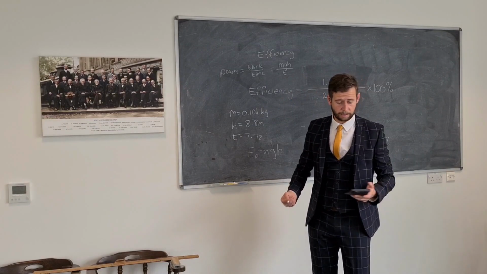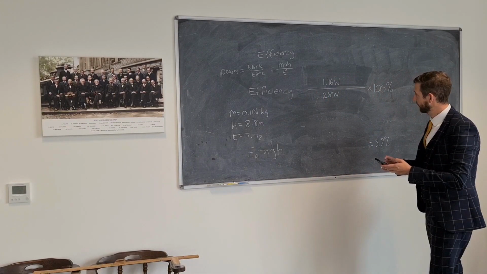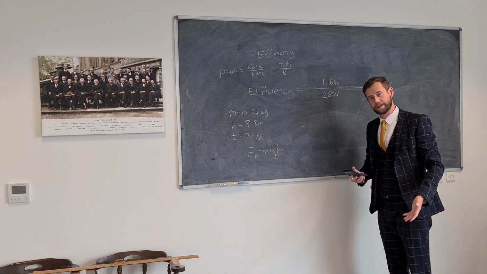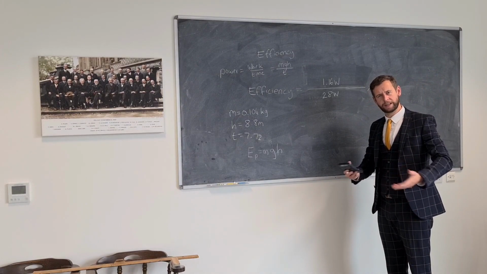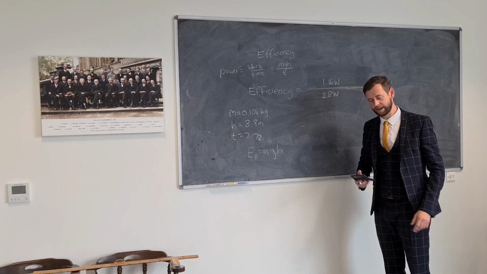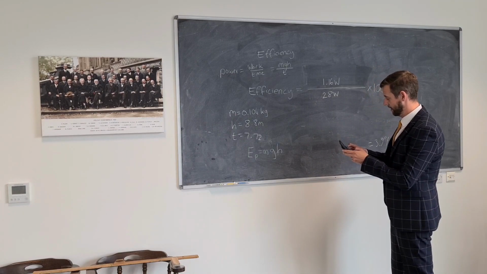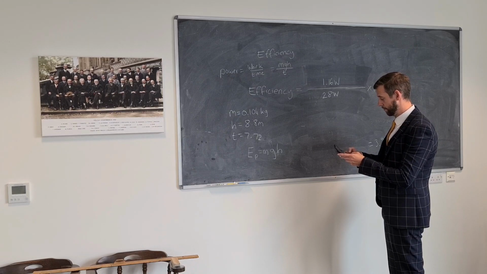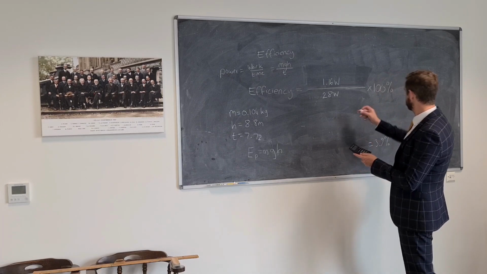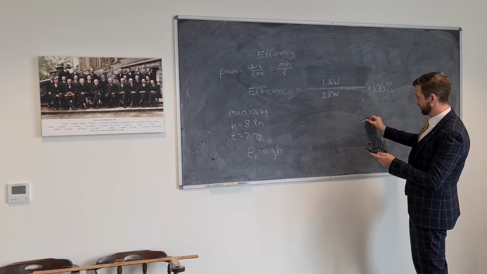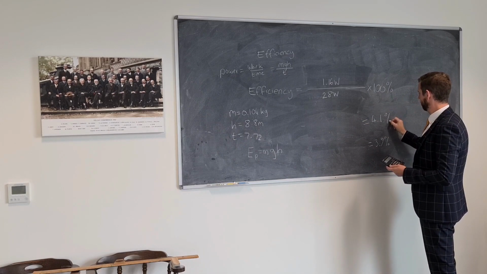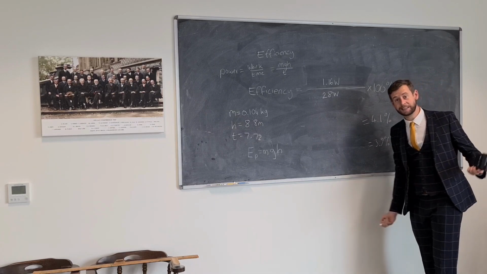So let's go see what it equals. Let's take a little look. If I take 1.16, which was the amount of power usefully used in making her gain all of that gravitational potential energy, divided by 28 and times it by 100, I find that through this method my efficiency is equal to 4.1%. It's actually very similar.